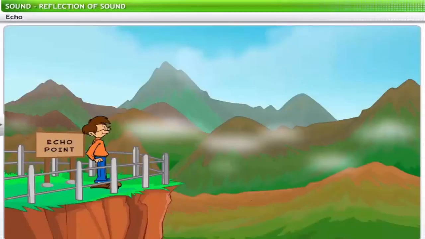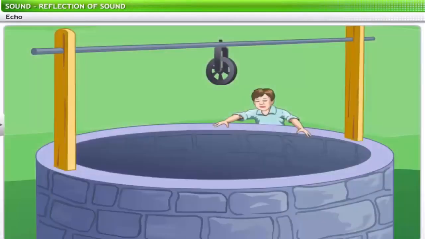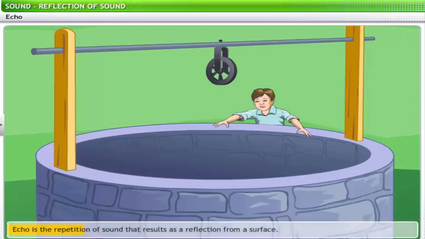We already saw what happens when you shout in the open air in the mountains. Let's now observe this boy shouting into a well. This is an experiment. Did you hear that? That was the boy's voice reflected back from the water in the well. In our daily lives, we call this sort of a reflection an echo. Thus, an echo is repetition of sound that results as a reflection from a surface.